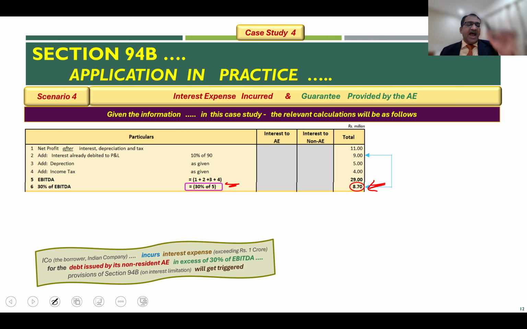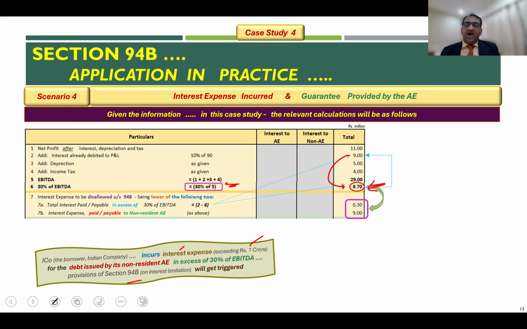Now, if you see here, how much interest expense has ICO incurred in this case? 9 million. So 9 million compared to 8.7 million. So ICO incurs interest expense exceeding 1 crore. 9 crore is the 9 million here in this case. Exceeding 1 crore for the debt issued by the non-AE, in excess of 30% of EBITDA, the provisions of Section 94B will get triggered, and therefore now you have to compute.